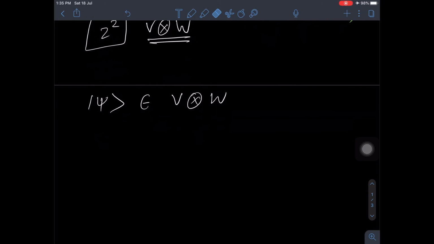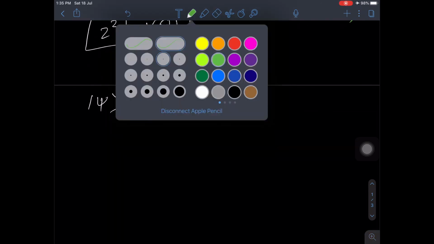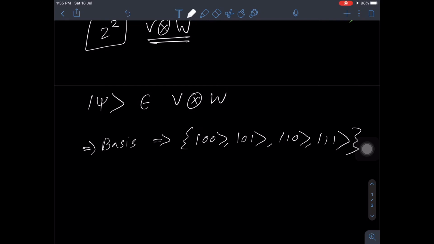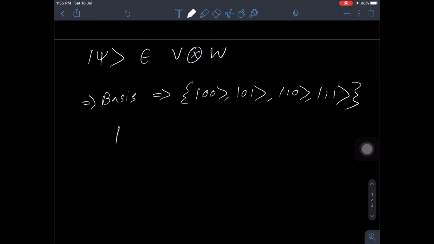Okay, so let's say that I have a vector that belongs to this space. Now any vector in this space can be written in this basis. The basis for this space is the set {00, 01, 10, 11}. So you can definitely choose a psi. Psi can be in one of these possible states, for example, 1 by square root of 2 |00> plus 1 by square root of 2 |11>.